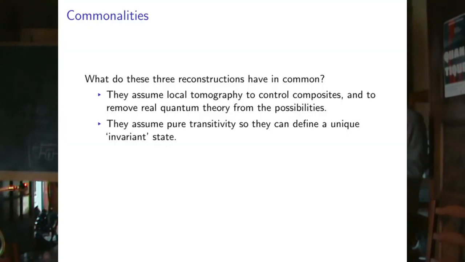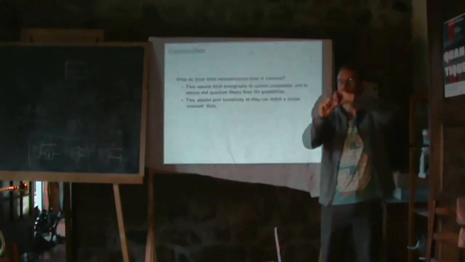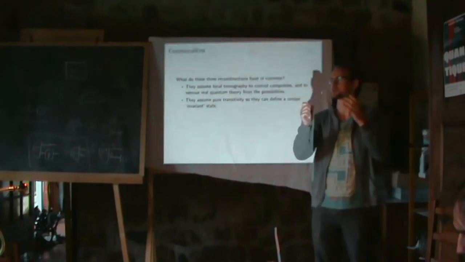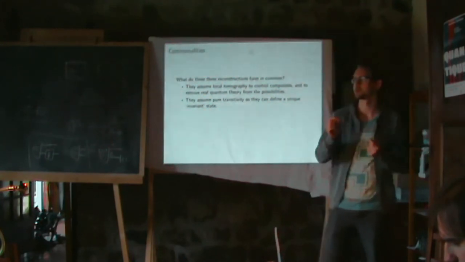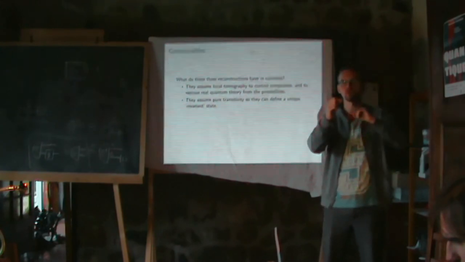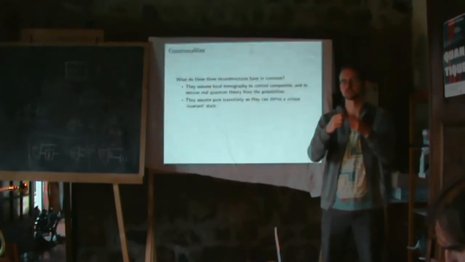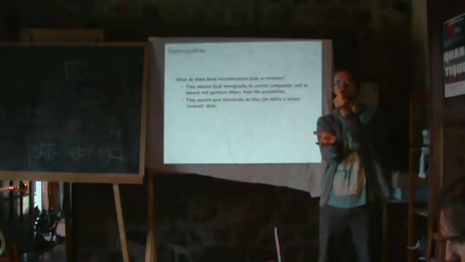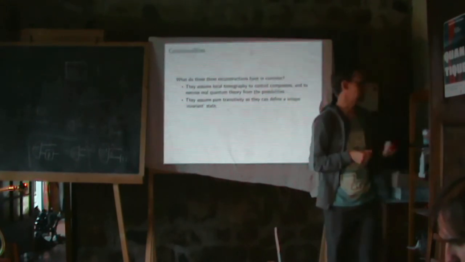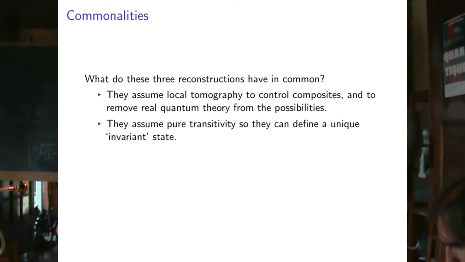They all assume pure transitivity, and the reason for that is that if you have pure transitivity, then you can pick a pure state and look at an integral, because your group of reversible transformations is a Lie group, or a compact Lie group, in the right circumstance if you have the right assumptions. You can then take an integral of this group acting on your single pure state, and you get an invariant mixed state that's preserved by all your reversible transformations. So this is a unique mixed state. If you think about a qubit with the Bloch sphere, this would be the state in exactly the middle. This is a very powerful thing to have, an invariant state, and you can derive many things using this. So they all assume pure transitivity, so they can define some invariant state and they use this in their proof.